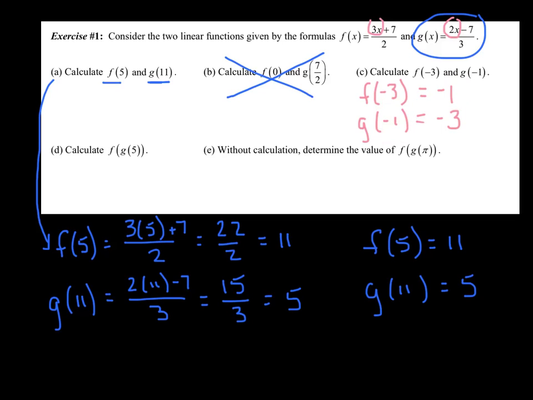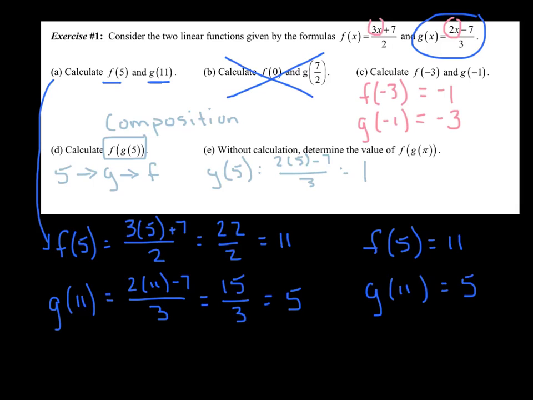Okay, let's try another one here. They want me to calculate a composition of functions. Again, really good review from last week as we develop a new concept here today. First thing, we're going to go backwards. We're going to take the 5, substitute into g, and then substitute into f. So first, g of 5 is 2 times 5 minus 7, all over 3. 10 minus 7 is 3. 3 divided by 3 is 1. Now I'm going to plug that answer into f. So I need to evaluate f of 1. 3 times 1 plus 7, all over 2. And 3 plus 7 is 10.